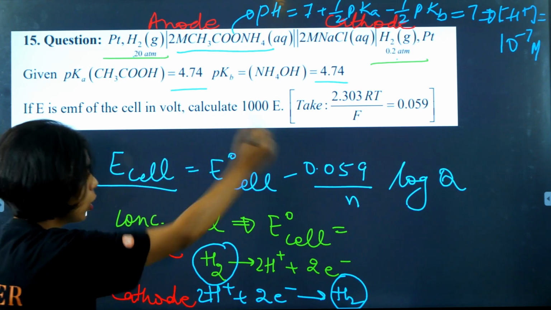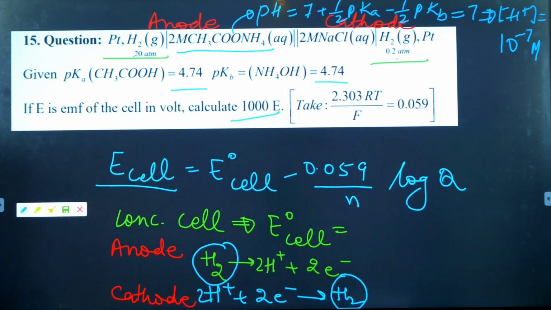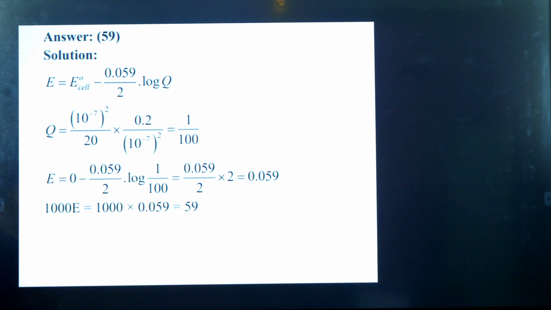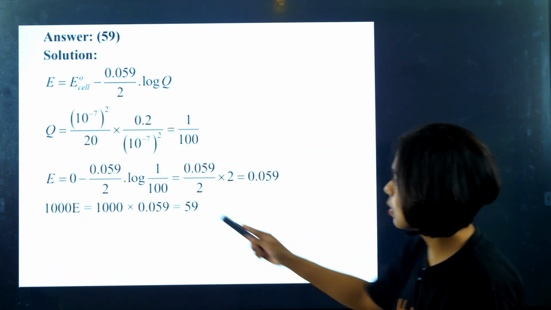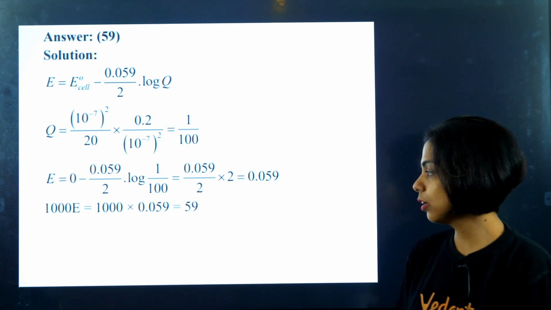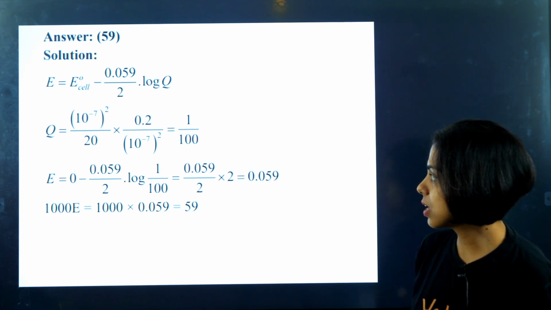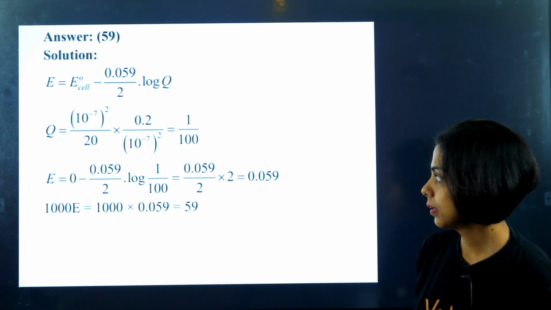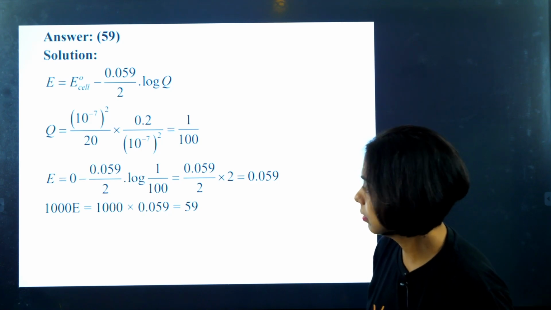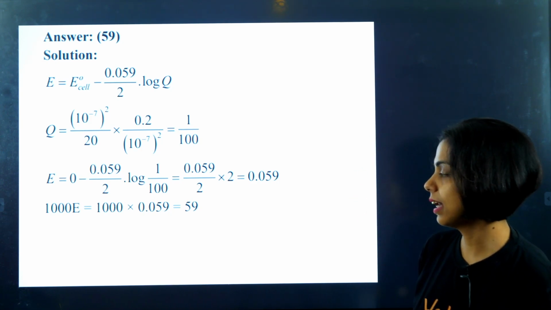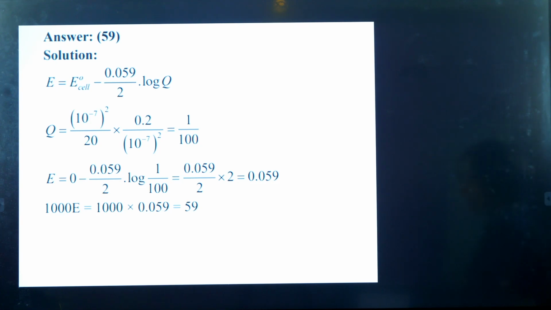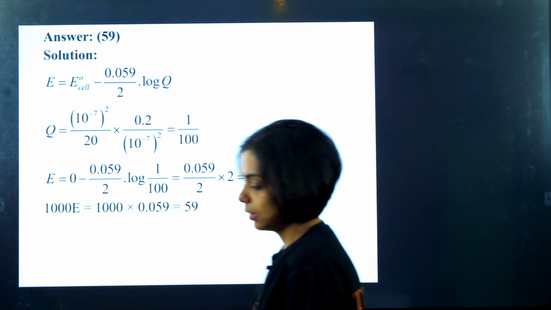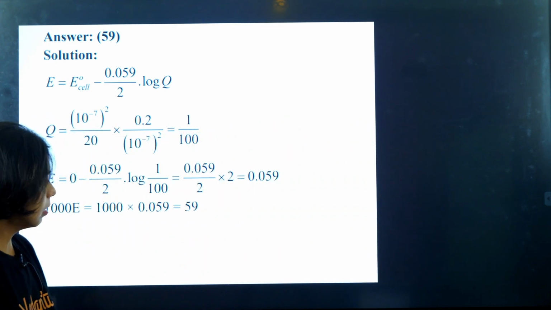E, and just quote your answer by multiplying it by 1000. Right guys? So let's check the answer. So the E comes out to be 0.059. As you can see, you put the values, right? And your 1000 E comes out to be 59, right? So you are supposed to quote your answer as 59. Got it, guys? Yes. So this was your answer.